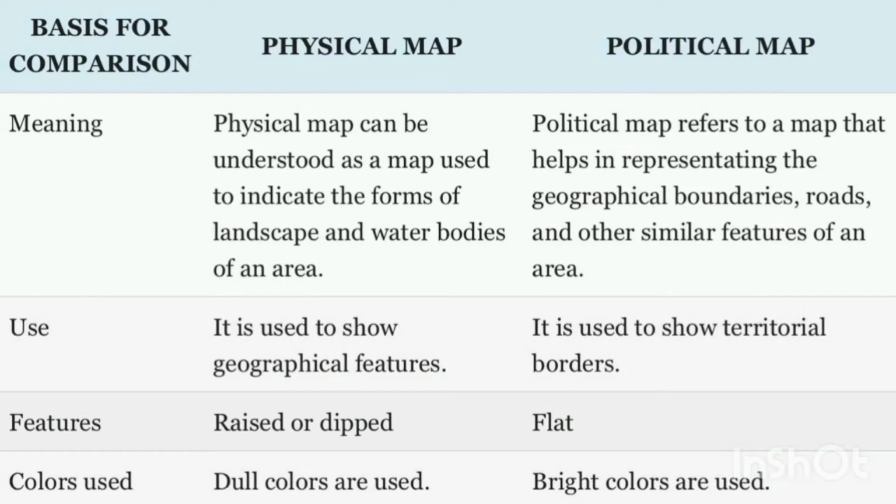Whereas physical map will tell you what type of geographical features you find there. And the features in a physical map will be raised or dipped, that is a highland or a lowland. Whereas in political map, they just show the boundary. So it doesn't show you whether it is a mountain or a plateau, it just shows the boundary, so that's a flat one. And the colors used are dull colors in physical map, as I just showed you, whereas the political map will have bright colors, because you have to show the demarcations, you have to show the boundaries.